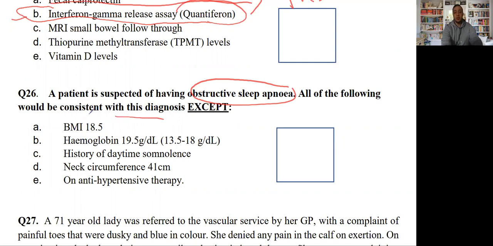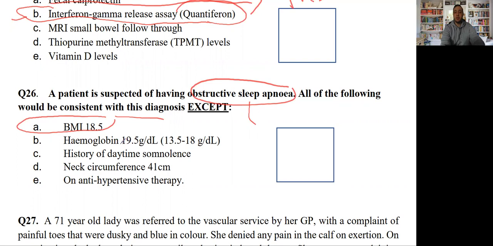This is absolutely wrong. Why? Because BMI 18.5 represents normal body mass index or closer to underweight. So this is usually an obstructive apnea patient. They are obese. They will have either obesity grade 1, 2 or 3, or at least they are overweight. So BMI of 18.5 is not consistent with this diagnosis.